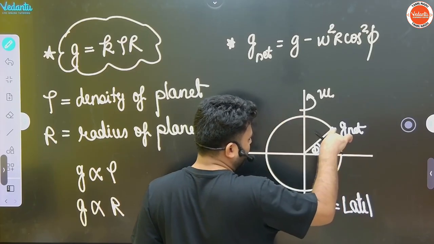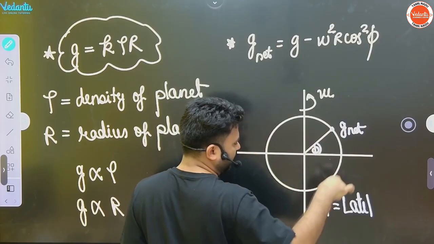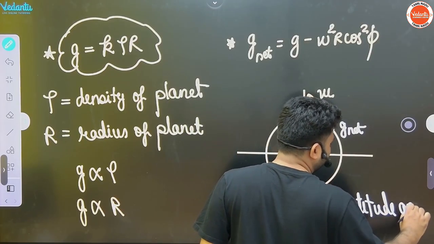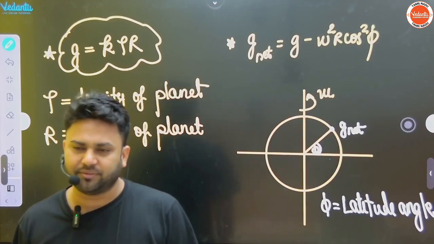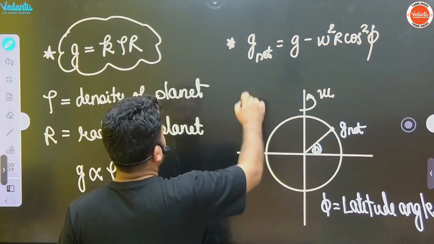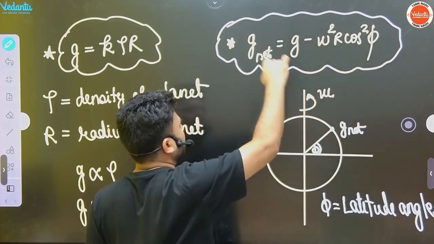Phi is called latitude angle. Means this country is located at what position from the equatorial line? Latitude angle. But they ask fewer questions from here. But still, anytime they can ask a question. So this formula is also okay. We can take. So remember.